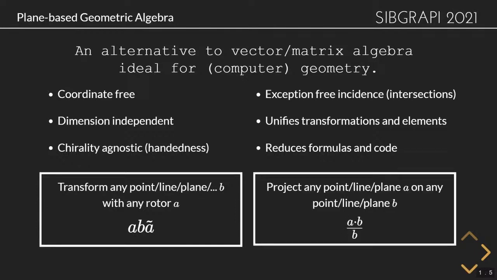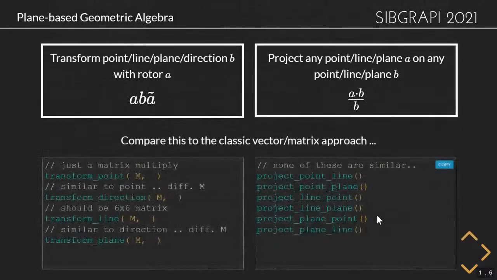I have these 2 little examples to show you what formulas in PGA will look like. Here on the left, we have something called the sandwich product, which basically says you do A, multiply with B, multiply with tweedle a, which is the reverse of a. And you can use this construction to transform any point, line, plane, direction with any rotor a. This second example perhaps is even more telling, because this formula, a dot b divided by b, can actually be used to project any point, line, and plane on any point, line, and plane. So you can use the same formula to project a point on a line, or a plane on a point, or a line on a plane, and so on. If you compare this to what you would have to do in the classic approach, you get quite a different picture.